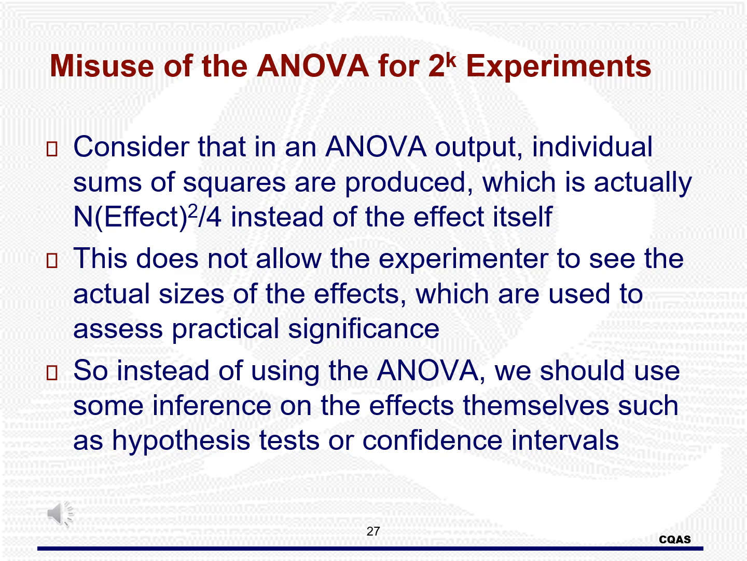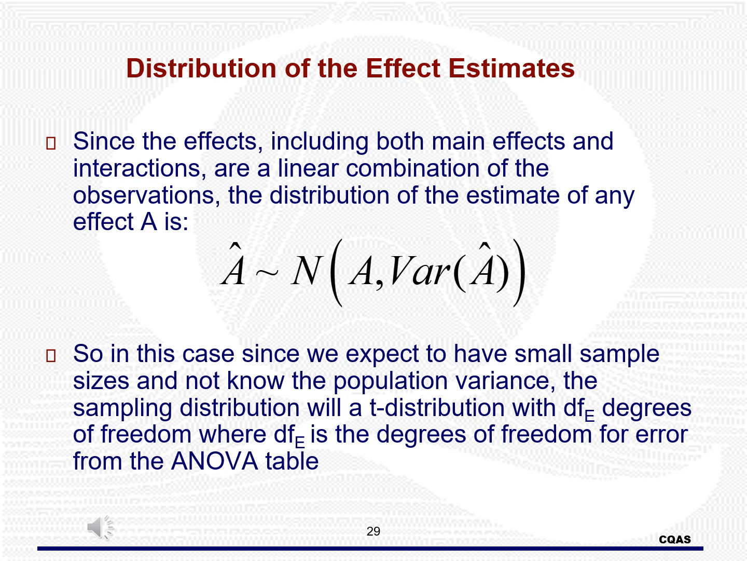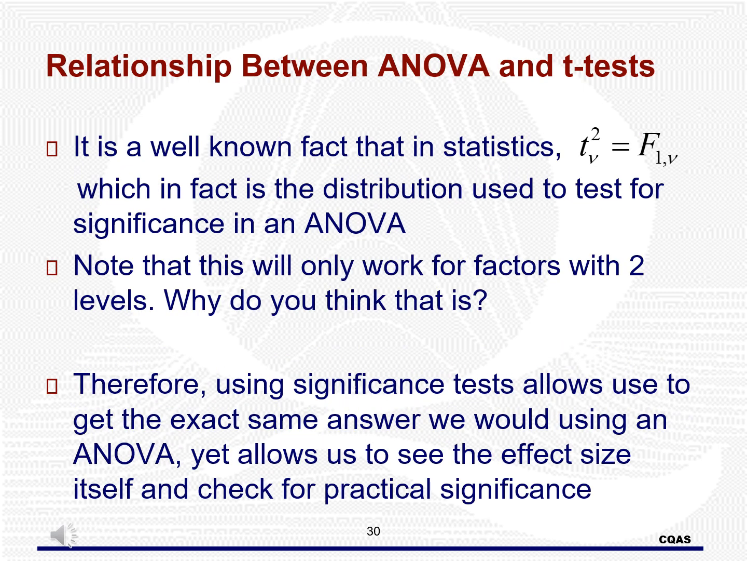In order to make inference on an effect, we need to get the distribution of the effect estimates. Let's look at the model assumptions. We assume that the errors are independent, have constant variance, and follow a normal distribution. This leads us to the distribution that we are looking for. If we let the true effect for factor A be denoted by A, the distribution of the estimate of that effect follows a normal distribution. Therefore we can make inference on effect estimates using a t-distribution with DFE degrees of freedom. Of course, you should realize that the reason that we can use a t-distribution to test these hypotheses is because we have only 2 levels for our factors.